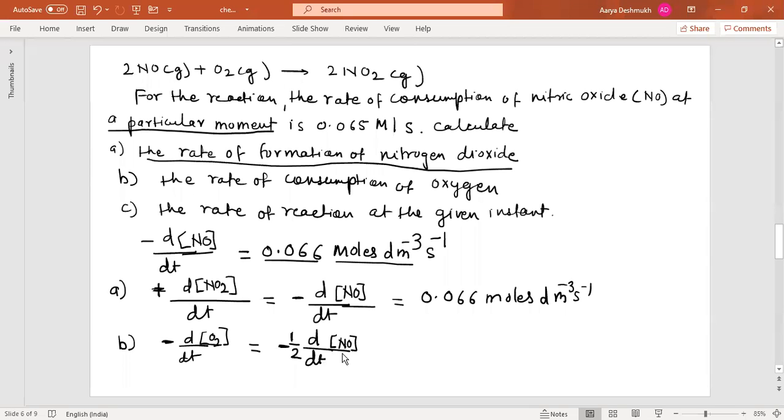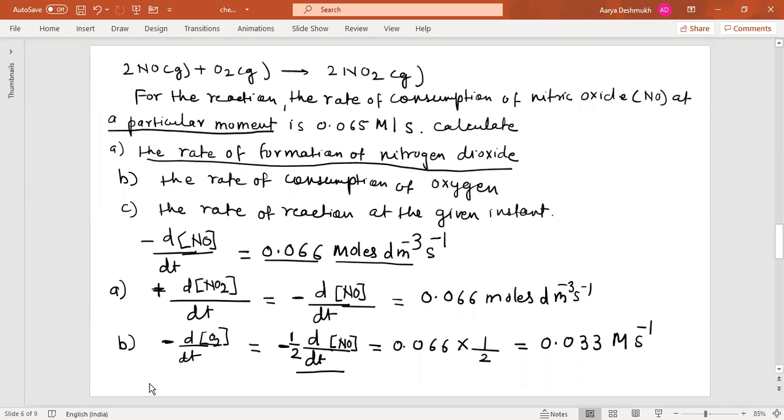Okay. Now what is the value for this one? This is 0.066 and it should be half into half. So you are getting the answer 0.033 molar per second, or moles per dm cube per second. Okay. Now we got these two things, the rate of formation of nitrogen dioxide and the rate of consumption of oxygen. Now, if you look carefully, what did I do? I just concentrated on the given data, compared it with the reaction coefficients, and then tried to find it out. It's very simple.